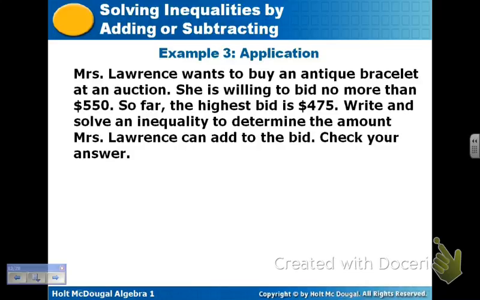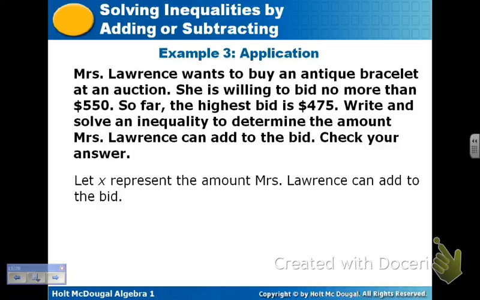All right, here's an example for you to try. So pause the video and try to work on this one on your own, and then come back and see if you get it right. So we have Mrs. Lawrence wants to buy an antique bracelet at an auction. She is willing to bid no more than $550. So far, the highest bid is $475. Write and solve an inequality to determine the amount Mrs. Lawrence can add to the bid. Check your answer. Let X represent the amount Mrs. Lawrence can add to the bid.